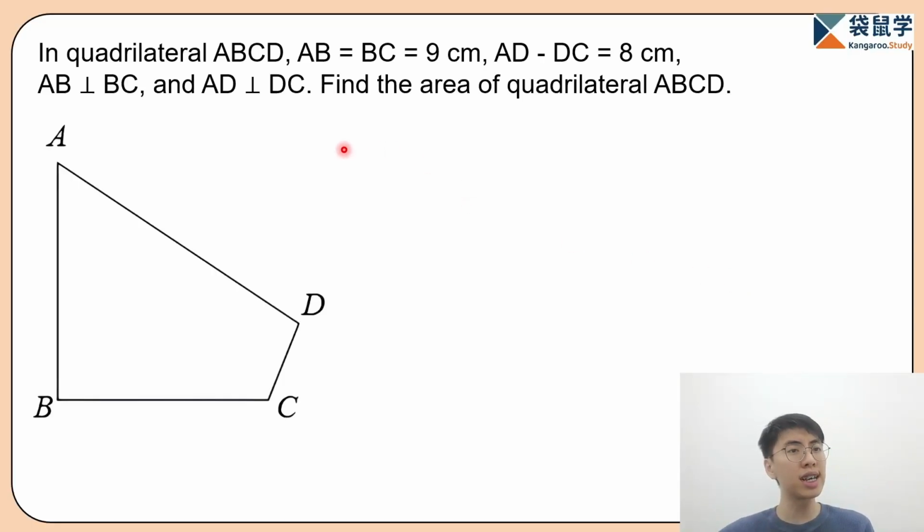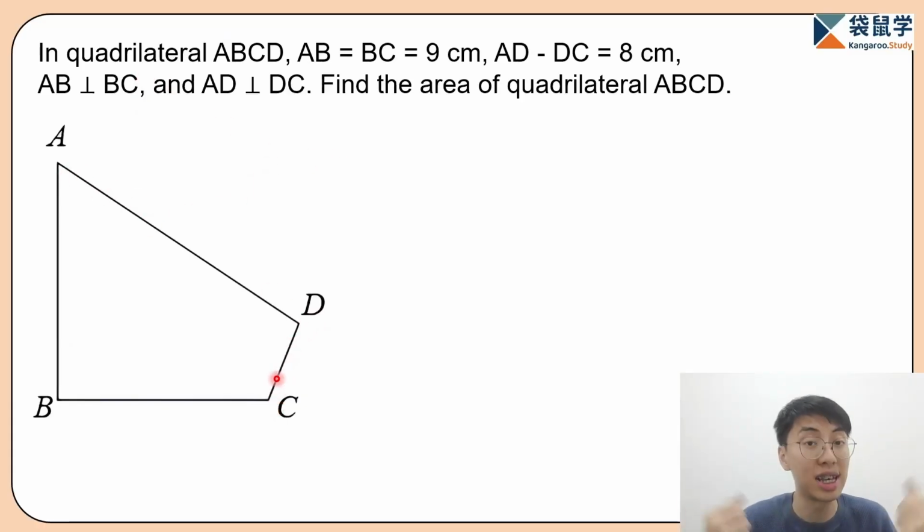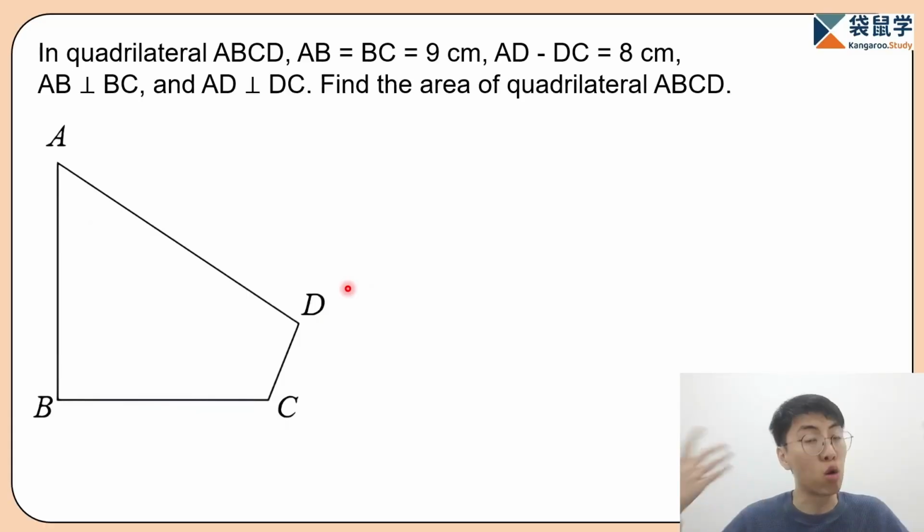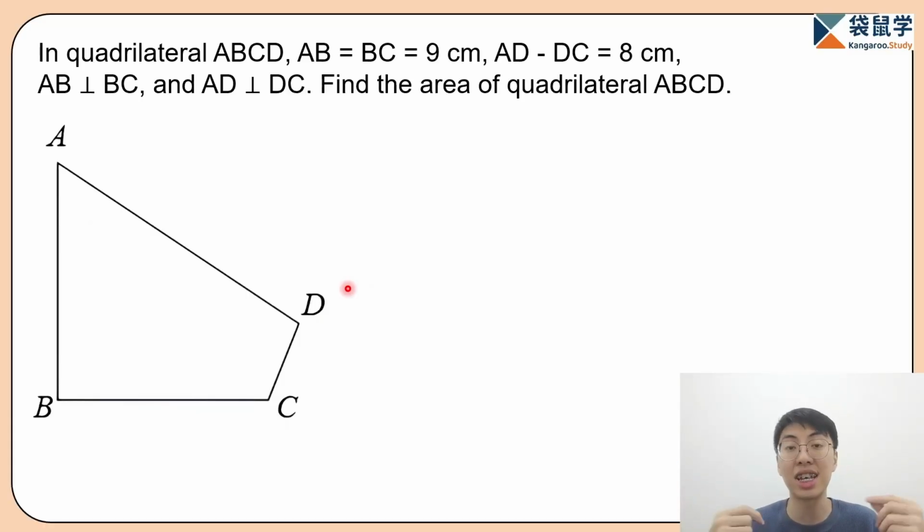This question says that in quadrilateral ABCD, we have AB equals BC equals 9 centimeters. AD minus DC equals 8 centimeters. AB is perpendicular to BC and AD is perpendicular to DC. Our question tells us to find the area of this entire quadrilateral ABCD.